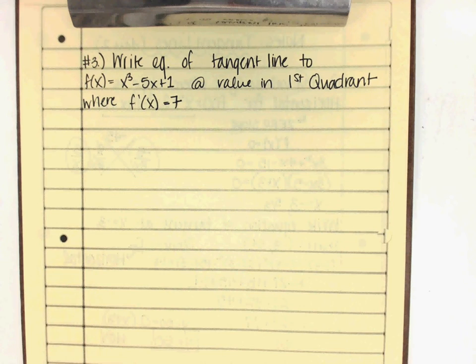Now, if I want to be in the first quadrant, which one am I going to keep? Plus 2. Okay, then what else do you need? You have the x value, but you need the whole point. So where do you find the other half of the point? Plug it into the original.